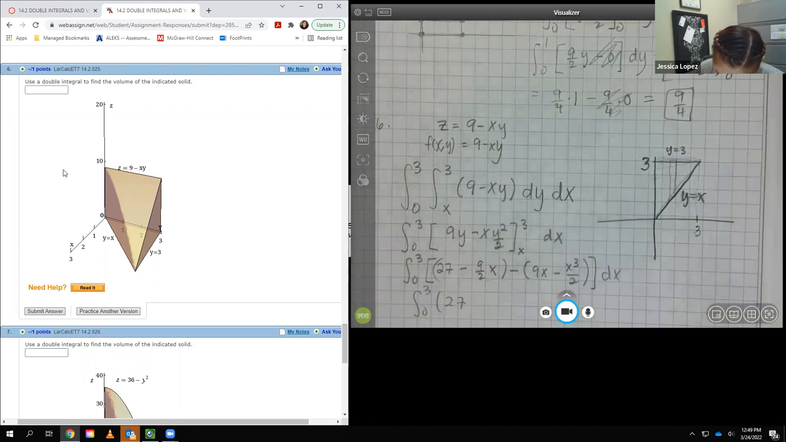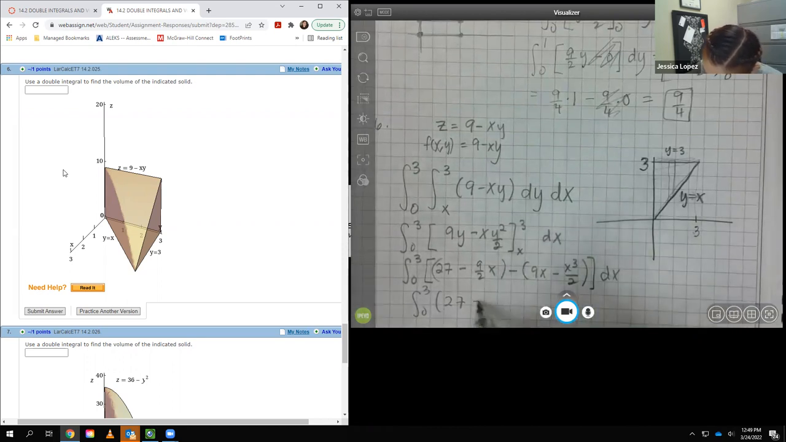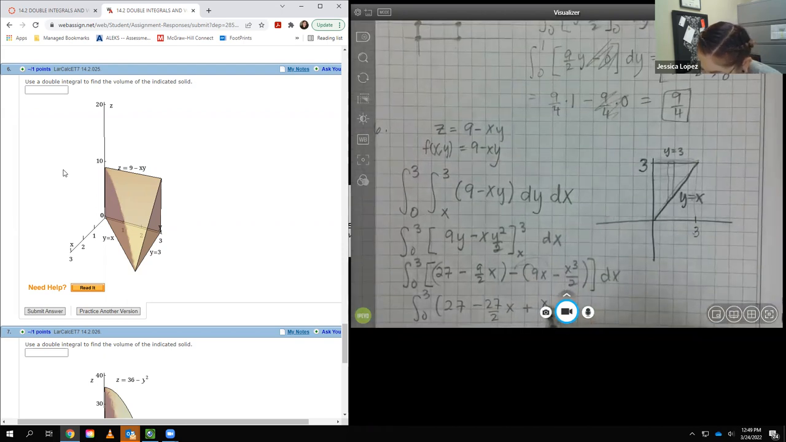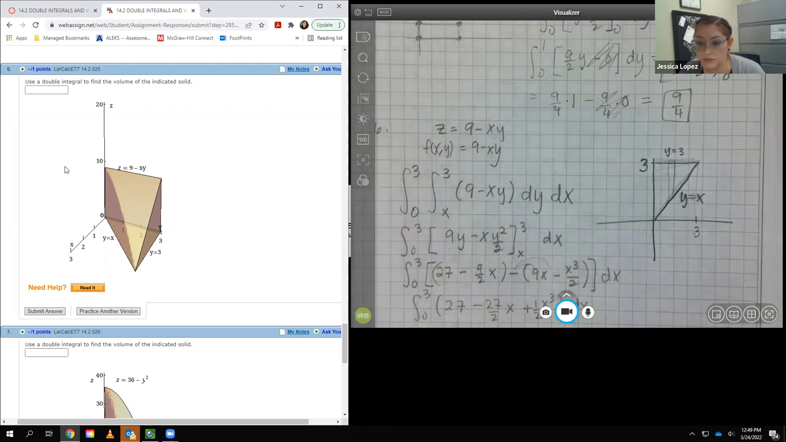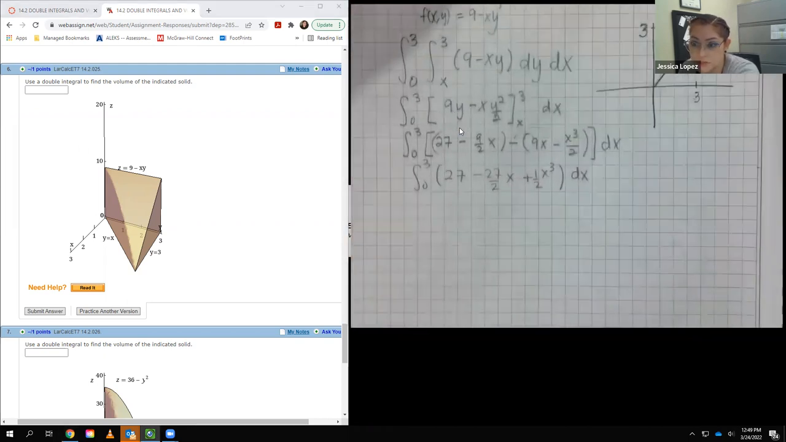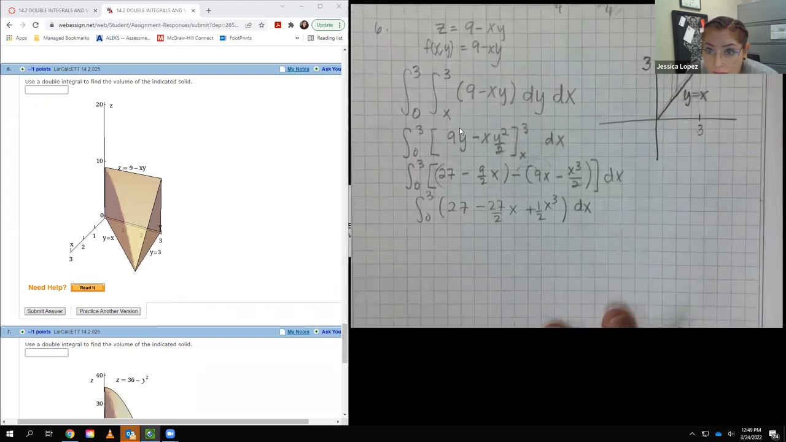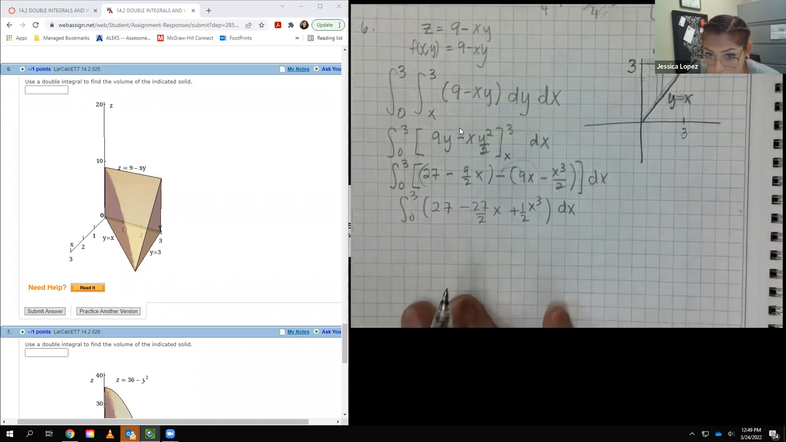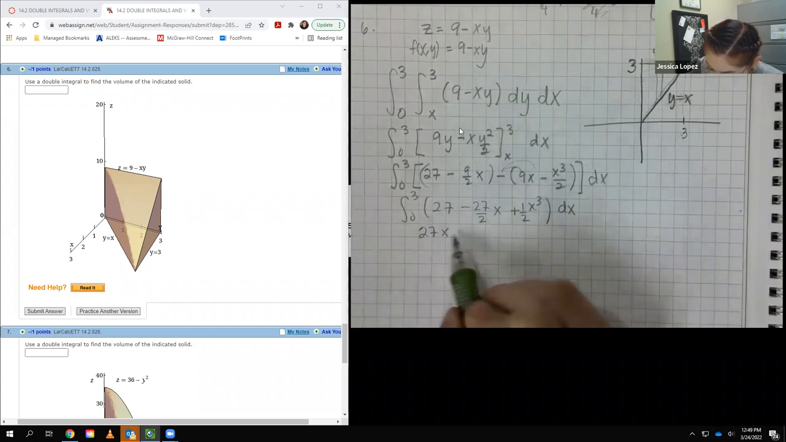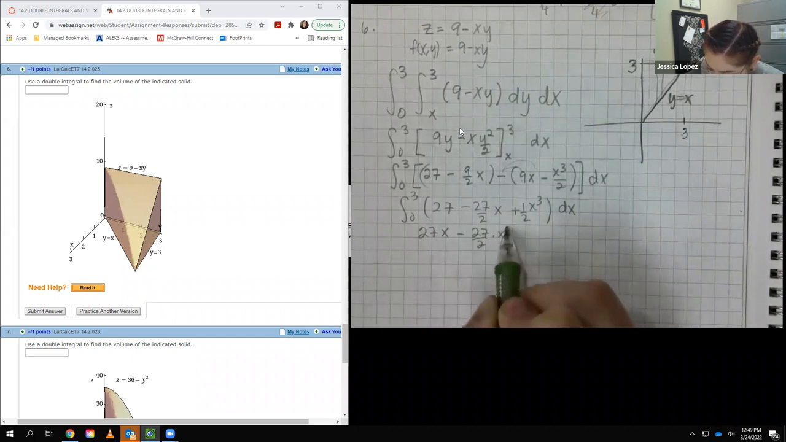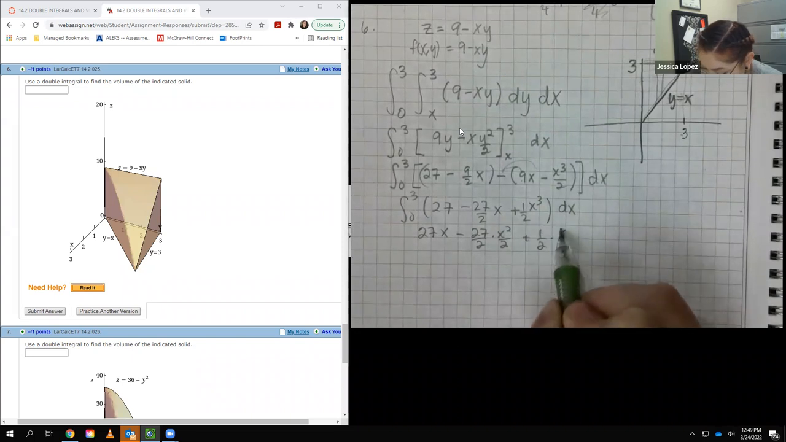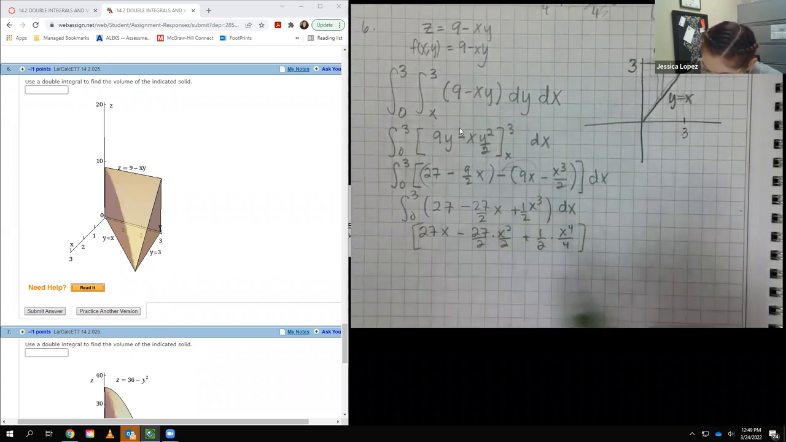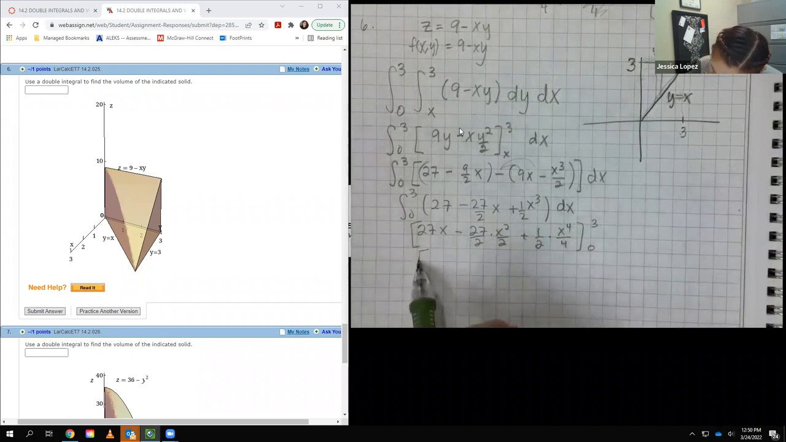What is negative 9/2 minus 9? It's negative 27 over 2 x, and then negative and negative is going to be positive x cubed, or 1/2 x cubed. I like to have the coefficient in the front. So let's move this up. There we go. So I get 27x minus 27 over 2 times x squared over 2 plus 1/2 times x to the 4th over 4, all evaluated from 0 to 3. I'm going to clean it up.